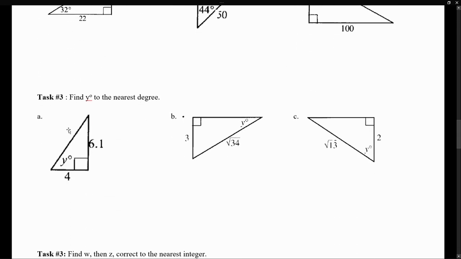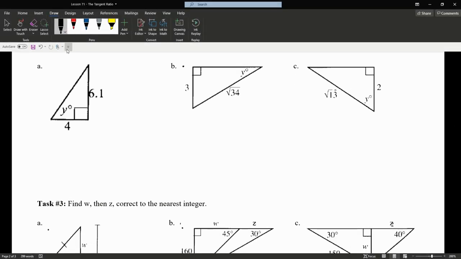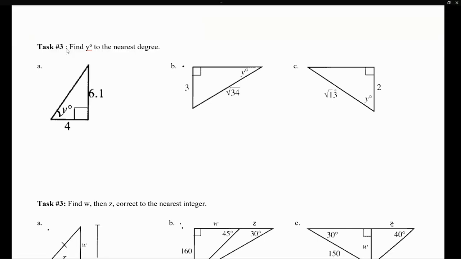So let's take a look at task number 3. Can we find angle y? Well, where is y? Y is located right here. So therefore, this is my y. 6.1 is going to be my opposite, and 4 is going to be my adjacent. So therefore, the tangent of y is going to be opposite, which is 6.1, over adjacent, which is 4. And again, what we want to do is find the angle of y. So therefore, I need to multiply by the inverse.